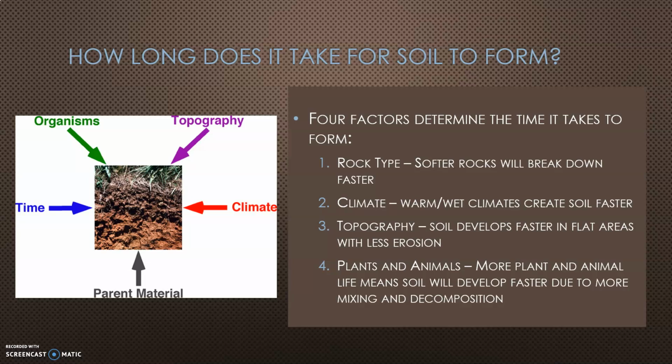The more plant and animal life means the soil is going to develop faster because it's going to allow more oxygen to be taken in, more mixing to occur, and that decomposition is going to quickly happen because of the burrowing of the animals and the soil being moved from the plants.